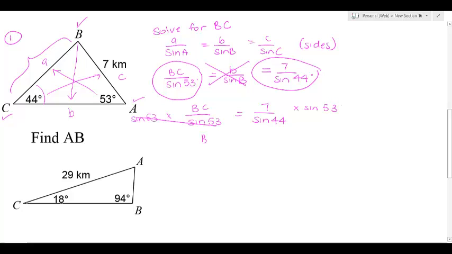Since we're looking for an unknown side, our answer should be a decimal number. If you input all of this into your calculator, you should get 8.047766799. The question hasn't stated where to round off, so let's round off to 2 decimal places. It's going to be 8.05 kilometers. So that's what BC stands for.